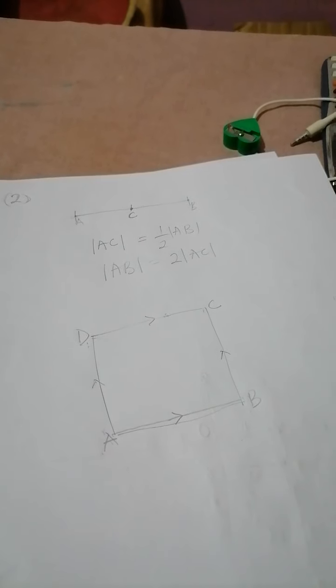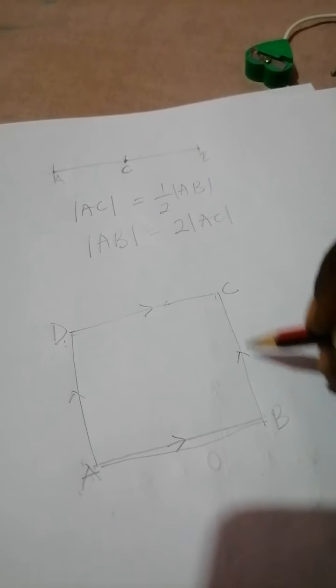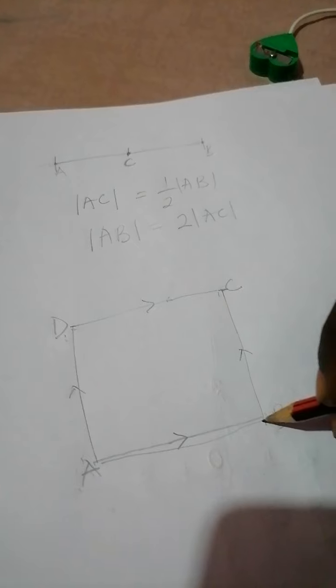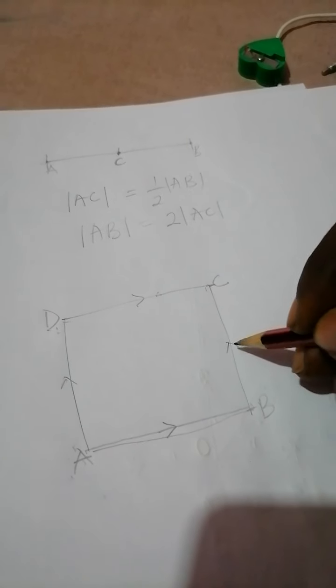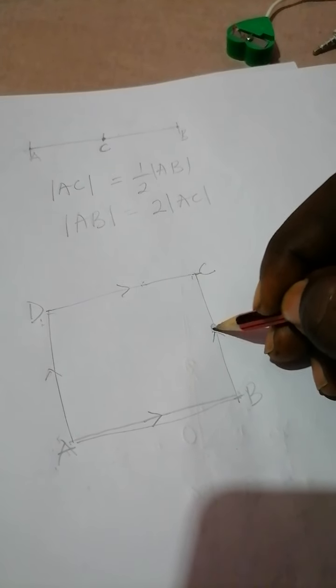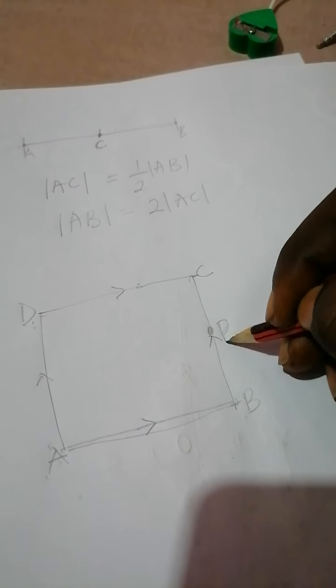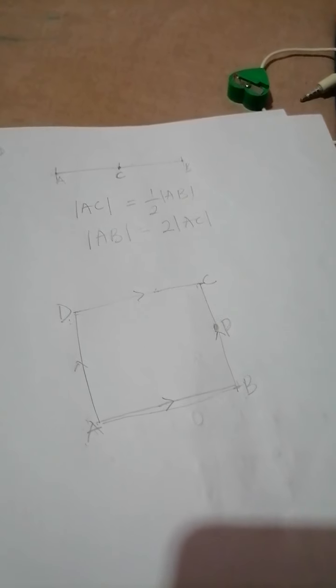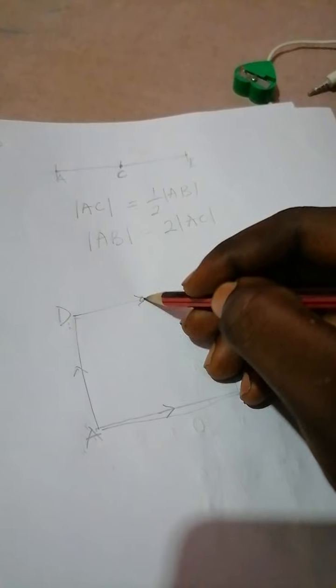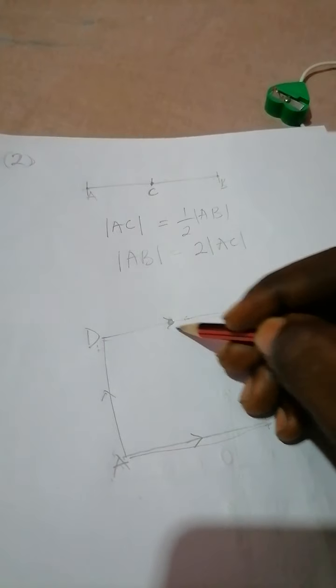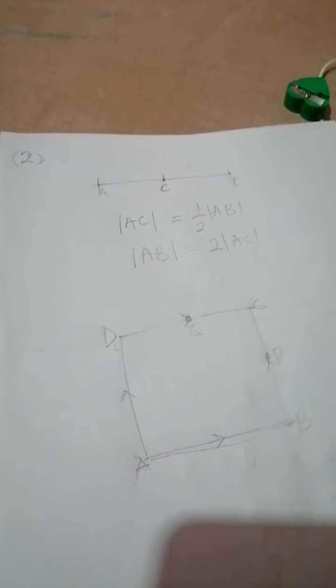Then the second resource says that P and Q are midpoints. P is the midpoint of BC. So this is the line BC, and P must be a point here dividing BC. So this is my P. Now what is Q? Q is also the point dividing CD. This is CD, so this is Q.